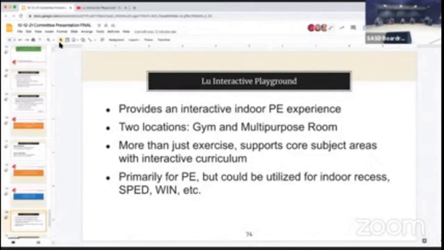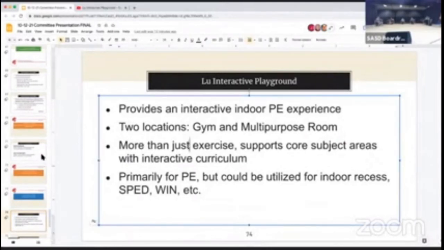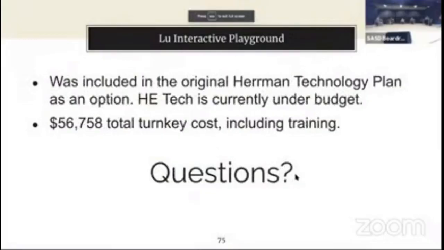I'd have to grab the, get that up. Yep, so 56,758 is the total turnkey cost, and that includes training for our phy ed instructors and the building staff that would use it. Like I said, it's a standalone system. It comes with the projector, the sound, the lights, the computer. This is like an all-in addition to the technology that's already installed in the gym.